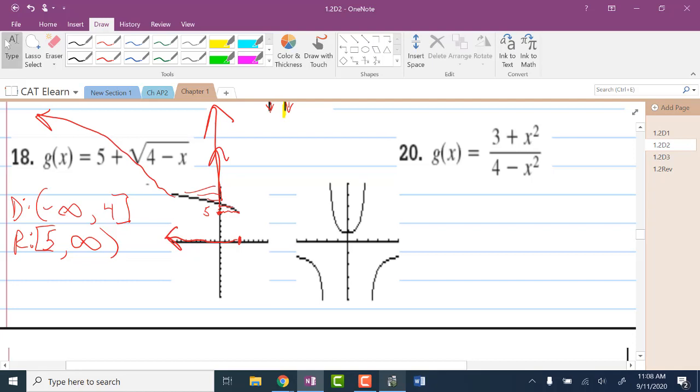All right, and then just going over this real quick, I think I broke down the asymptotes. That affected the domain. But what about the range? We got a weird thing going on here.